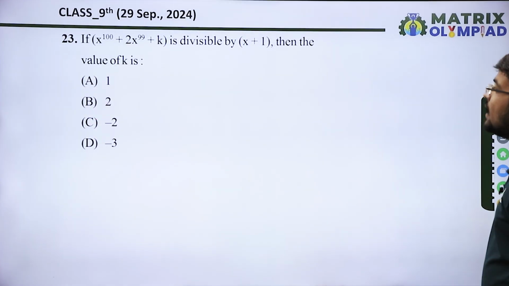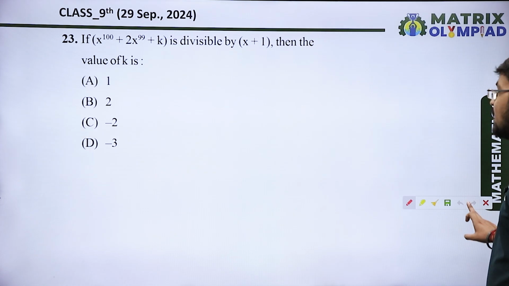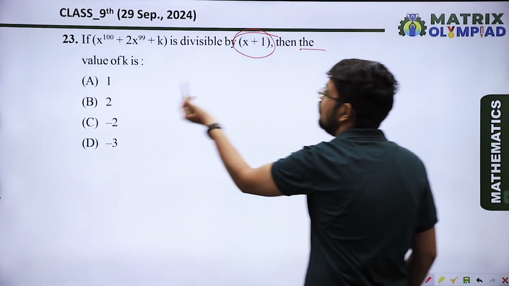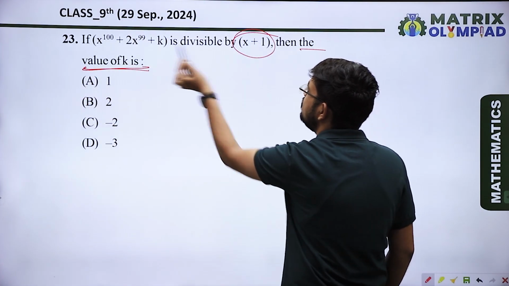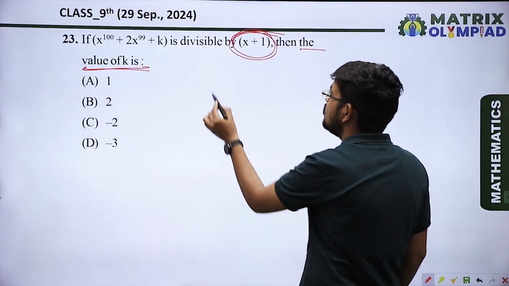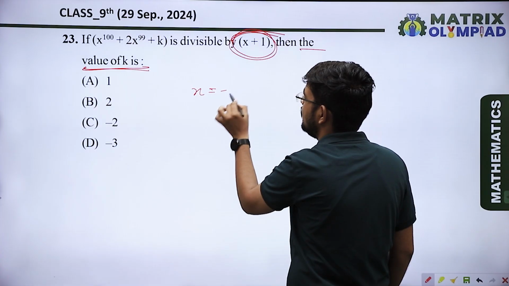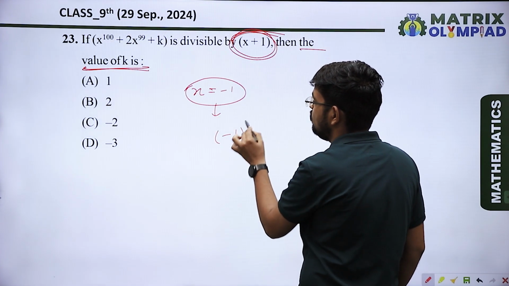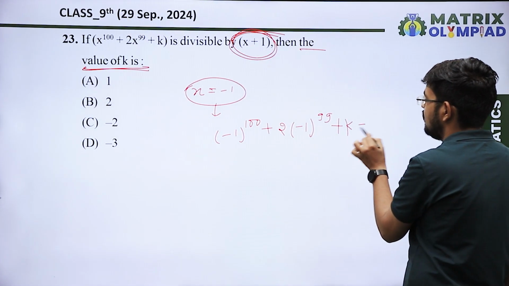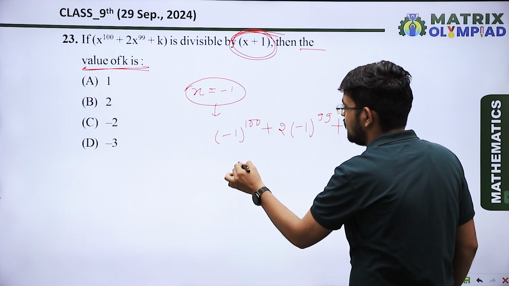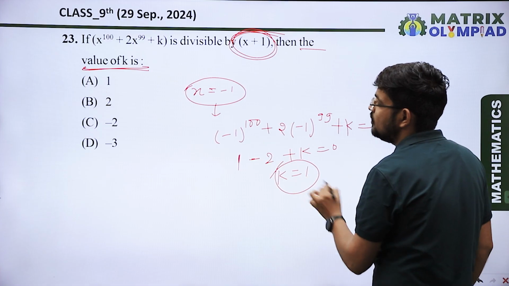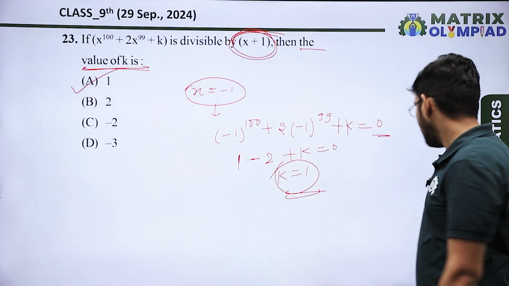Okay, our next question is: x raised to power 100 plus 2x raised to power 99 plus k is divisible by x plus 1. Then the value of k is. Okay, this number is divisible by x plus 1, so it means the remainder is 0. So we find the remainder at x equal to minus 1. So minus 1 raised to power 100 plus 2 into minus 1 raised to power 99 plus k equals 0, because the remainder is 0. So that will be 1, minus 2 plus k equals 0. So the value of k is 1. So option A is the correct answer.